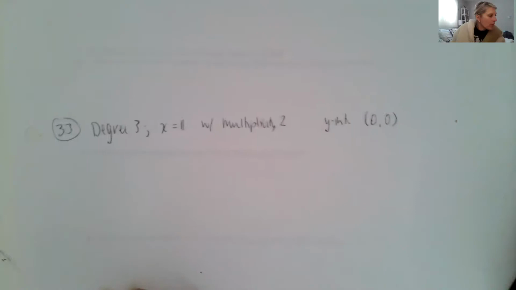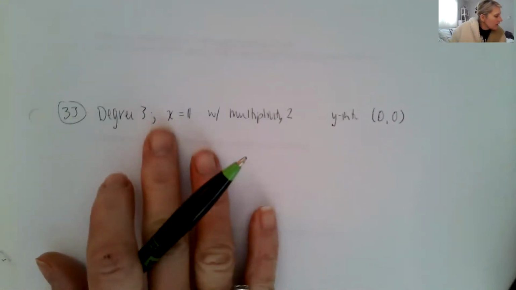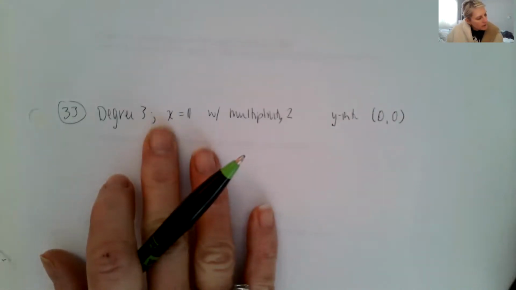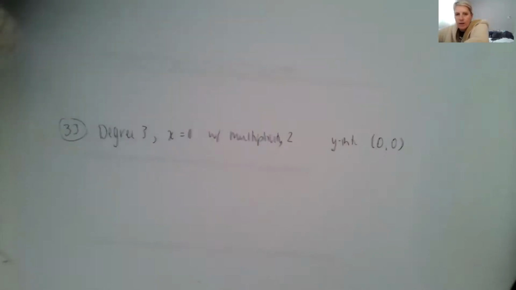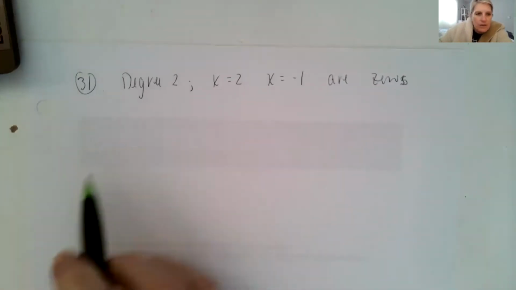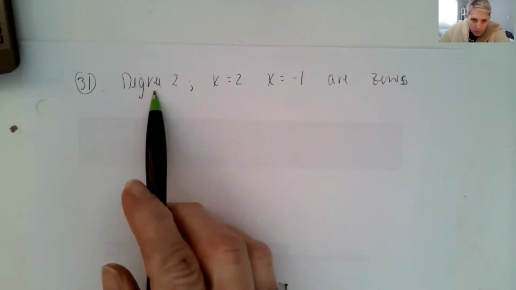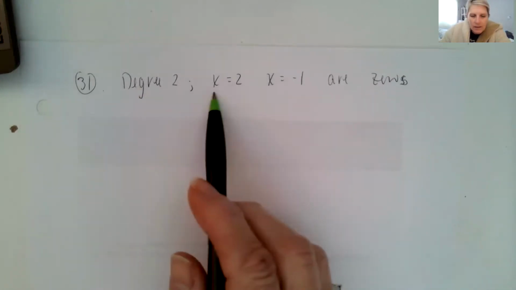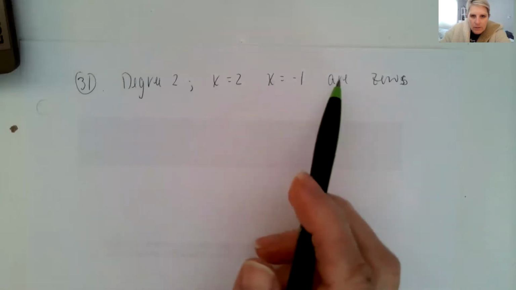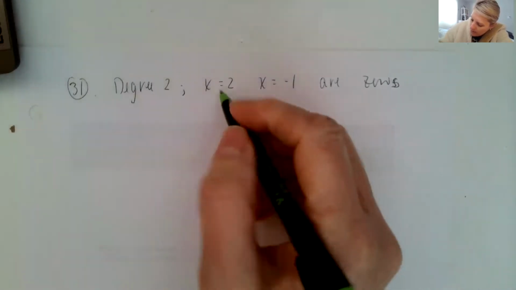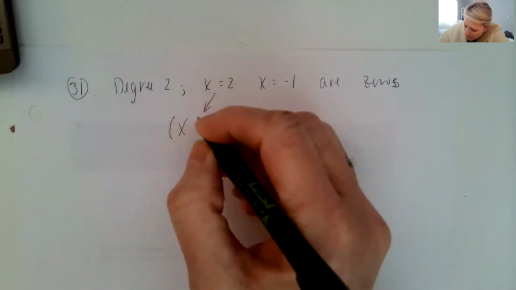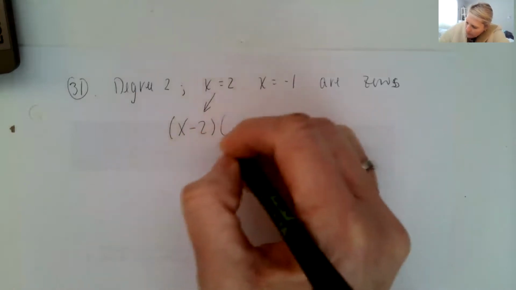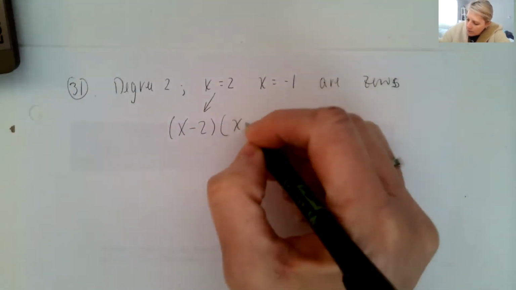So let's look at 31. So this section says, find an expression for a polynomial with real coefficients satisfying the given conditions. There may be more than one possible answer. Okay, so I'm going to do 31 first. So 31 says it has to be a degree 2. It has zeros of x equal to 2 and x equal to -1. So that means x equal to 2 is a factor of x minus 2, and x equal to -1 is a factor of x plus 1.